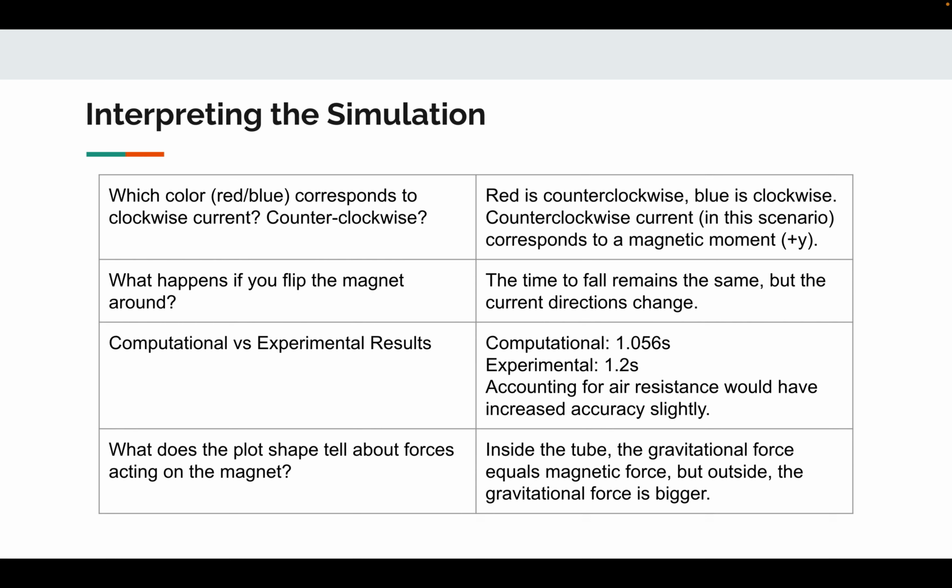The difference between our computational and experimental results, as you can see, was that the computational time was slightly less, so the computational was faster. And if we accounted for air resistance, we probably would have increased computational accuracy slightly. So what does the plot shape tell us about forces acting on the magnet? Well, as previously mentioned, outside Fg is greater, while inside they're the same. Fg is equal to the magnetic force inside.